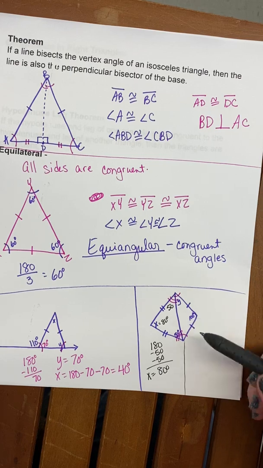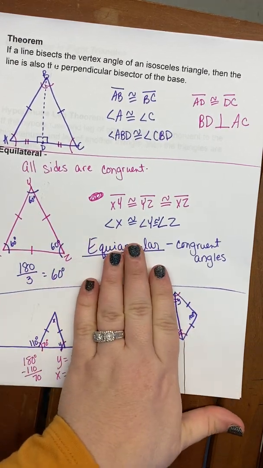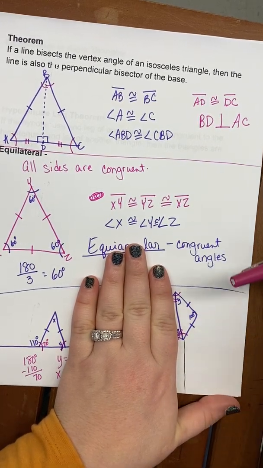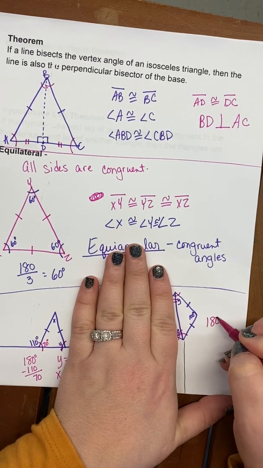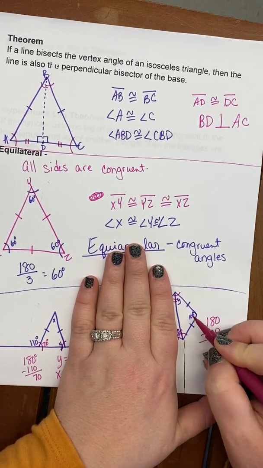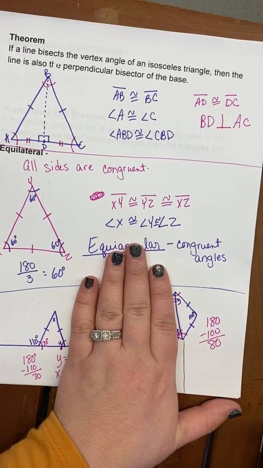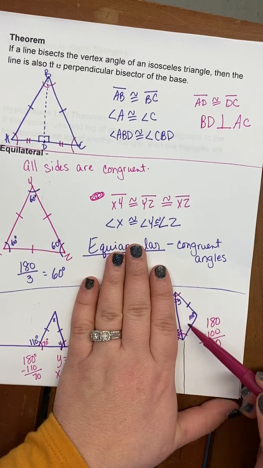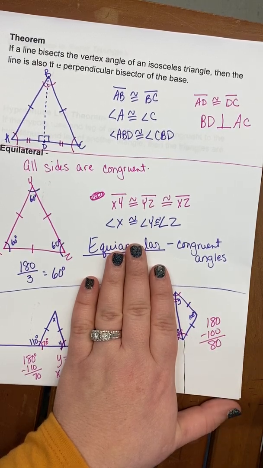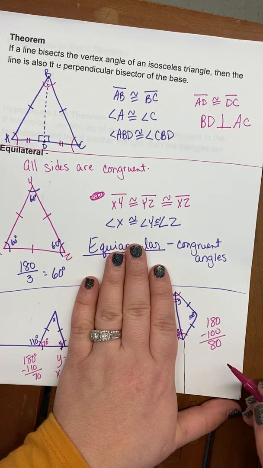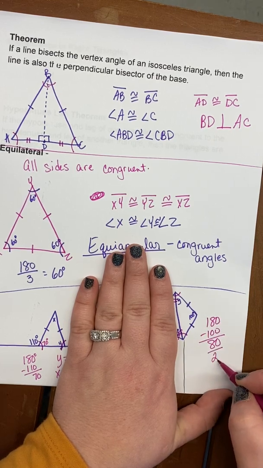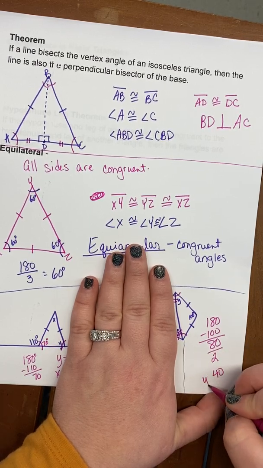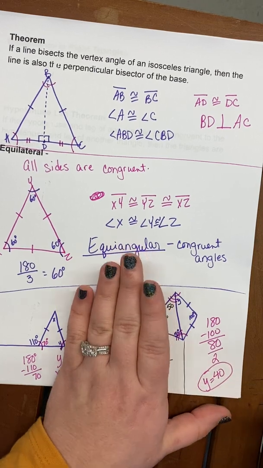All right, for this side, the one on the right, well, it tells me that this one is 100. So I can take 180 and I can subtract what I know. I know that that one is 100. So that leaves me 80. Well, these two angles are congruent to each other, which means they have to be equal. And so I can divide 80 into two equal parts. And 80 divided by 2 is 40. So Y is 40.